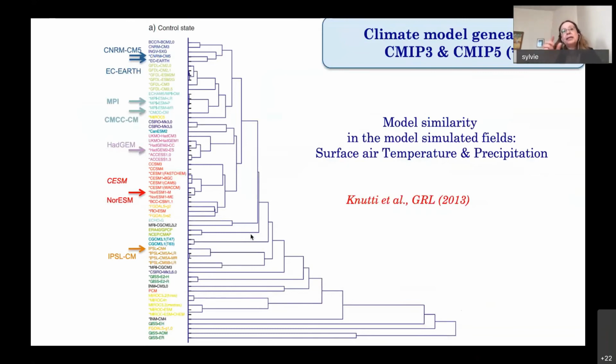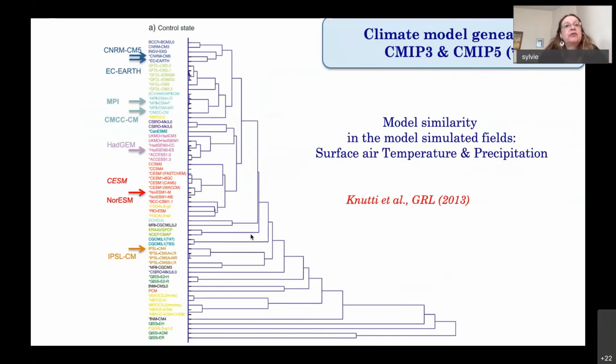And on the right, it shows the neighboring. Looking at surface air temperature and precipitation, it shows how far they have similar patterns, how far they are in their representation of surface air temperature and precipitation. It's interesting to see, for example, that the smallest horizontal bars show that they are near, and when it is bigger, they are further apart. And there are some similarities.